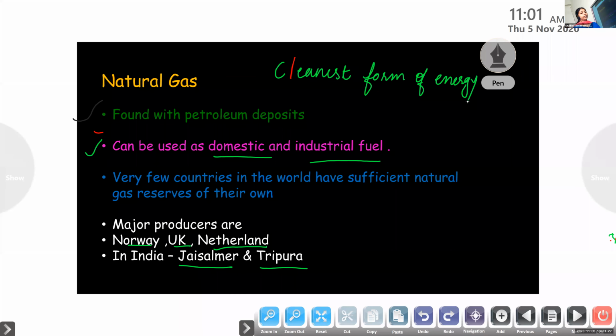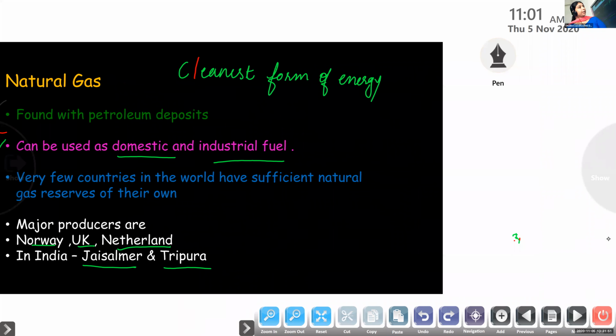Cleanest form of energy. Natural gas means it's a mixture of many gases. It contains carbon, oxygen, nitrogen, hydrogen, sulfur, etc. Many gases. Petroleum and coal also contain many things. That's why we learned a sentence.